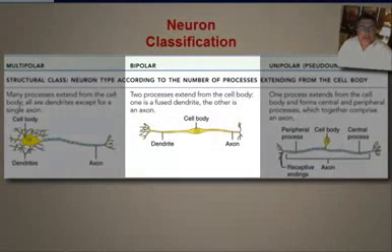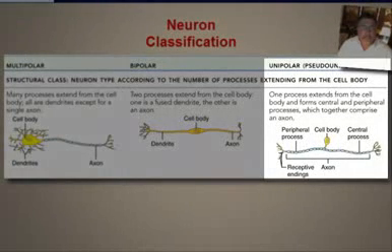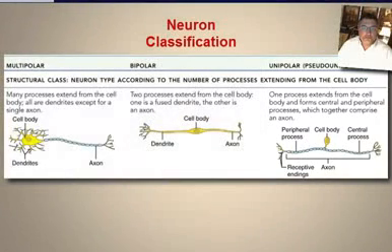Then there's bipolar, in which the axon and the dendrite are found in opposite directions. This is frequently found in special senses only, such as the retina and the olfactory. And then there's unipolar, in which we'd see a single process that emerges from a cell body and divides into a T-like projection, with some proximal, some distal fibers, the central process being the axon and the peripheral processes being the dendrites.